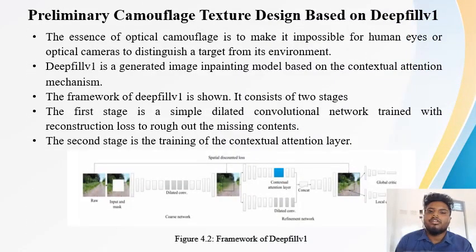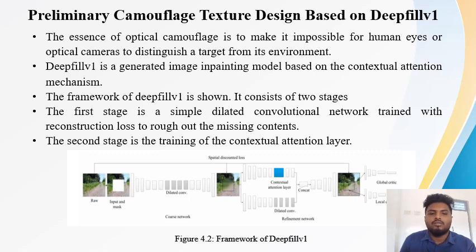Preliminary camouflage texture design based on DeepFill V1. The essence of optical camouflage is to make it impossible for human eyes or optical cameras to distinguish a target from its environment. DeepFill V1 is a generative image inpainting model based on a contextual attention mechanism. The framework of DeepFill V1 is shown.